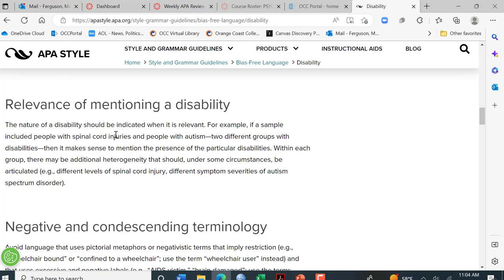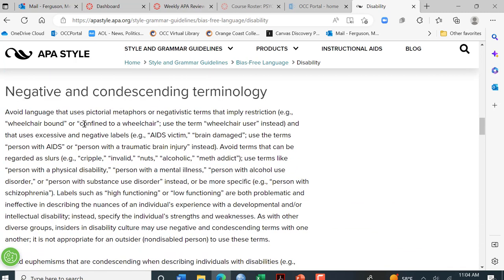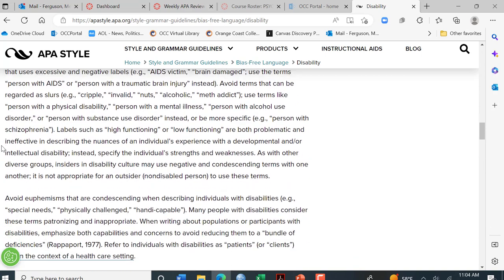You don't want to say disabilities in general if they're looking specifically at one group of individuals, people with epilepsy or people that have had a traumatic brain injury. You want to make sure that those specifics are noted because those are very different groups of individuals. We want to avoid labeling and things like that.